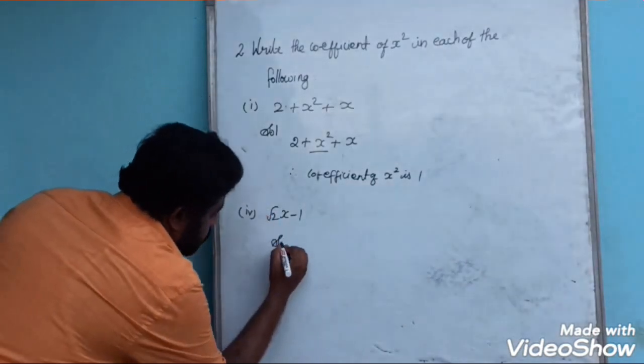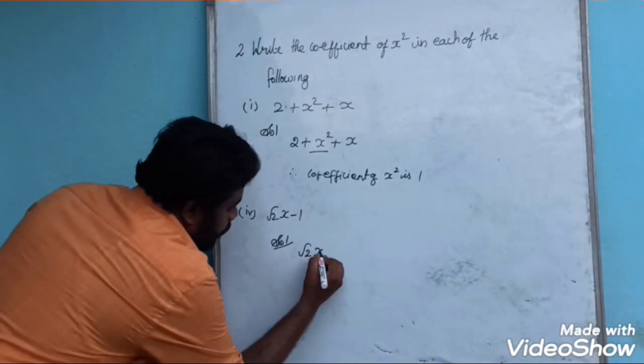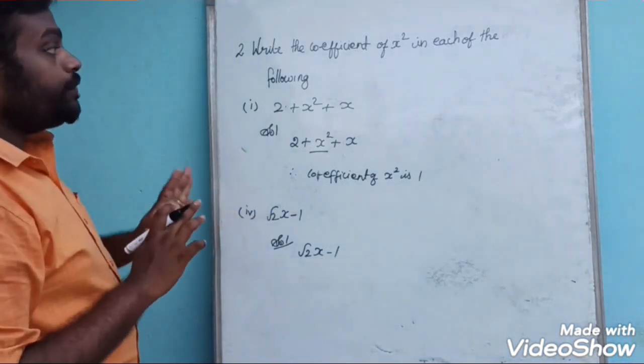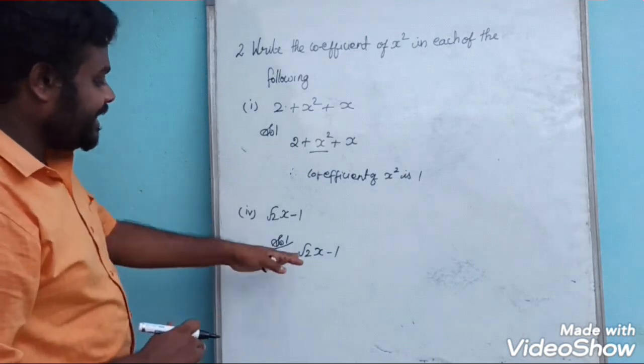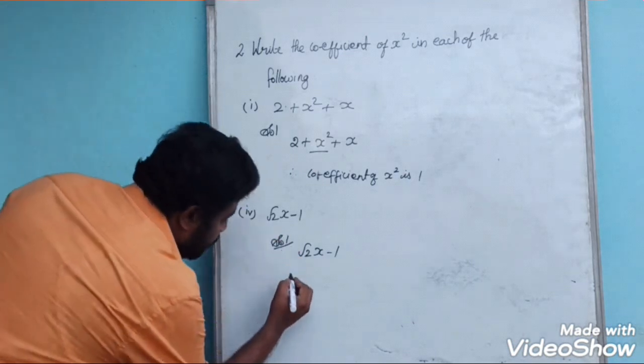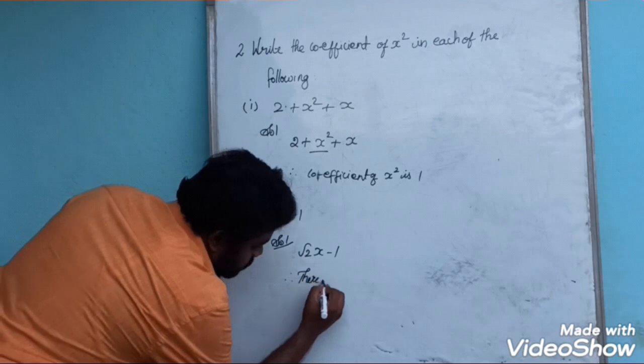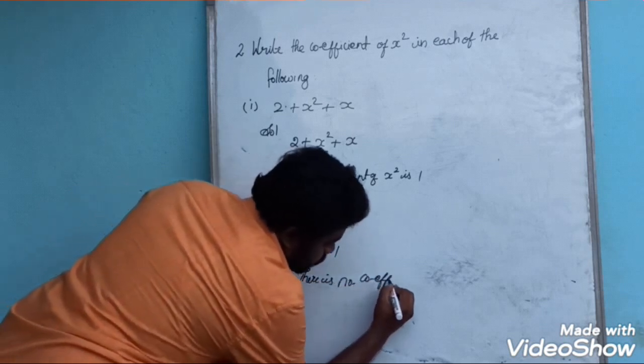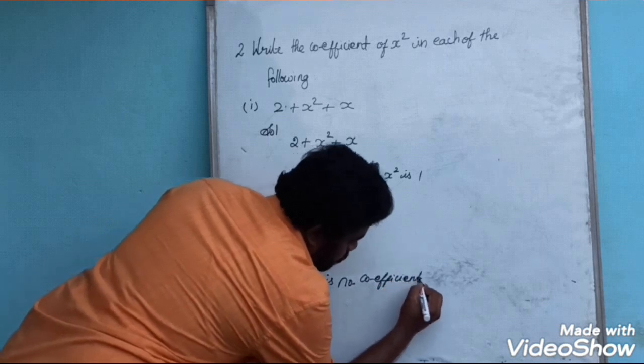Then the second and third, do as homework. Fourth question, root 2 x minus 1. In this expression we have to find the coefficient of x square, but there is no x square in this expression. Because of that there is no coefficient.